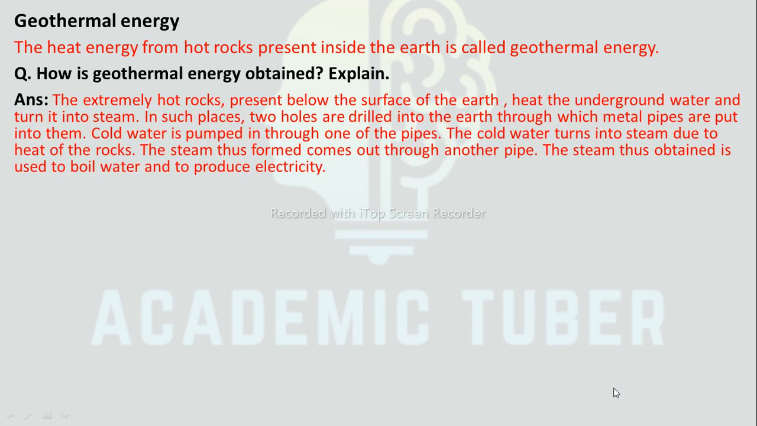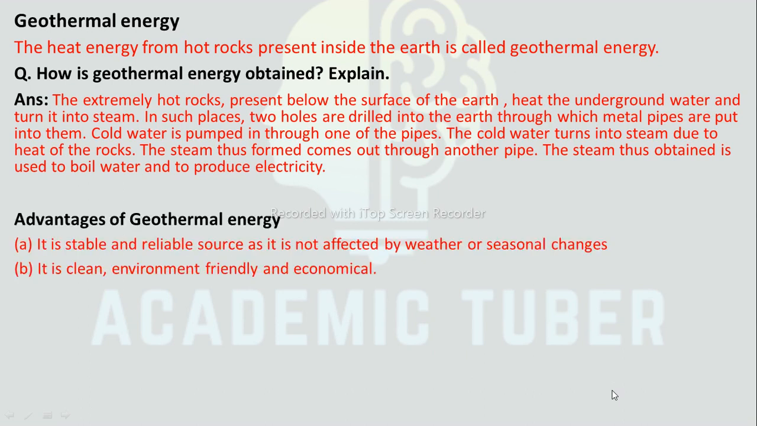So here is one question. How is geothermal energy obtained? Explain. The extremely hot rocks present below the surface of the earth heat the underground water and turn it into steam. In such places, two holes are drilled into the earth and metal pipes are put into them. Cold water is pumped in through one of the pipes. The cold water turns into steam due to the heat of the rocks. The steam thus formed comes out through another pipe. The steam thus obtained is used to boil water and to produce electricity.